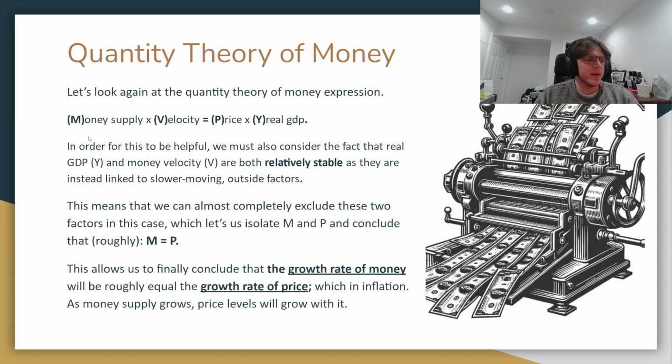And when we conclude that money supply equals price, we can also infer that the growth rate of money will be roughly equal to the growth rate of price. And the growth rate of price is inflation. So as the money supply grows, price levels grow with it.